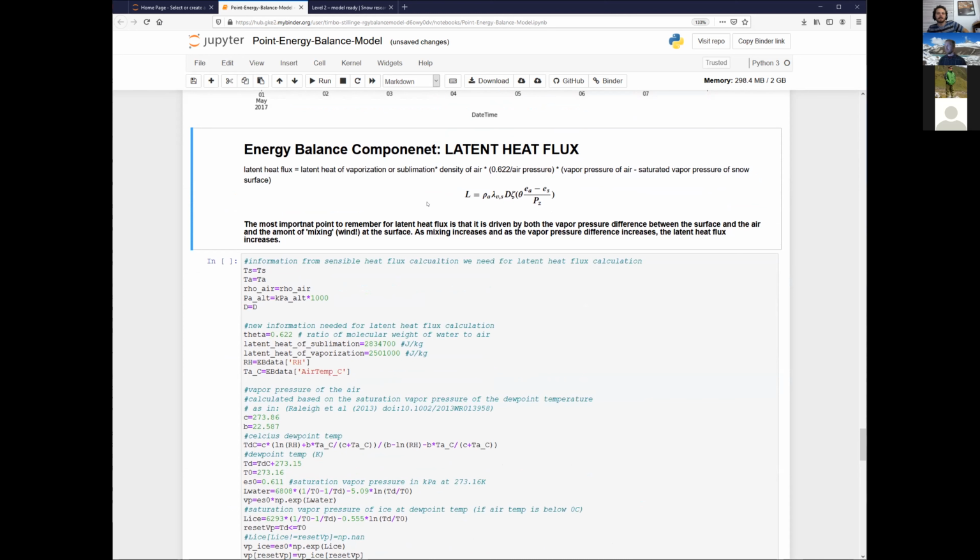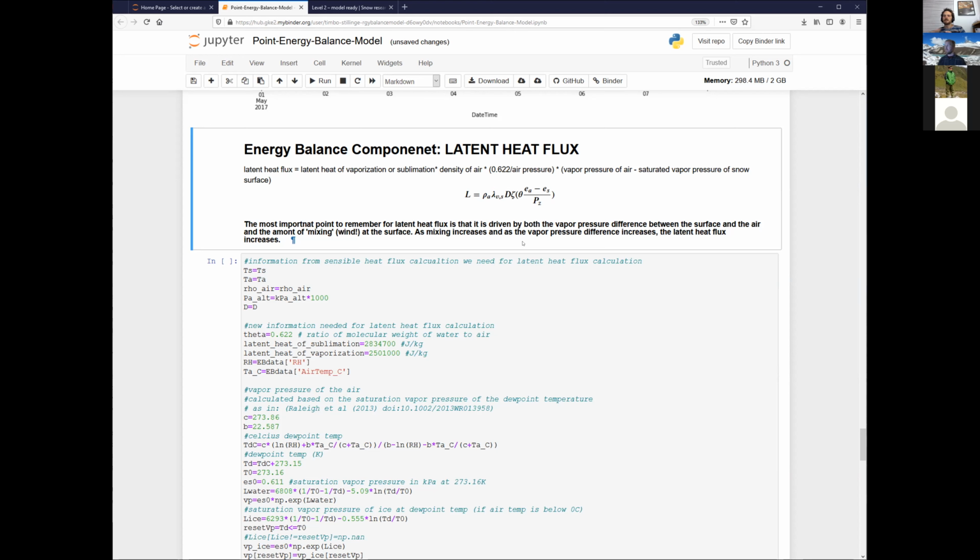So for latent heat flux, it's really similar to the sensible heat flux in that, in this bold down here, it's driven by a difference between the surface and the air above it and how much mixing is occurring. For sensible heat flux, it was all about the temperature difference. We wanted to know how warm the air was and how warm the snow was, and the difference in those temperatures, because we were raising the temperature of the snowpack or lowering the temperature of the snowpack. For the latent heat flux, it's all about the vapor pressure differences.